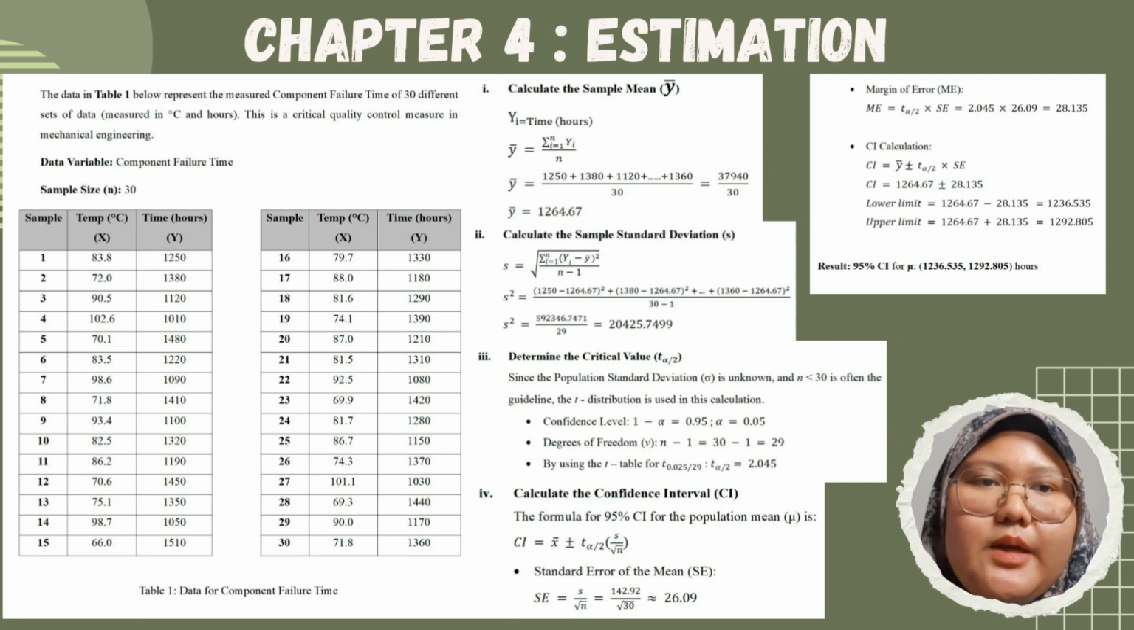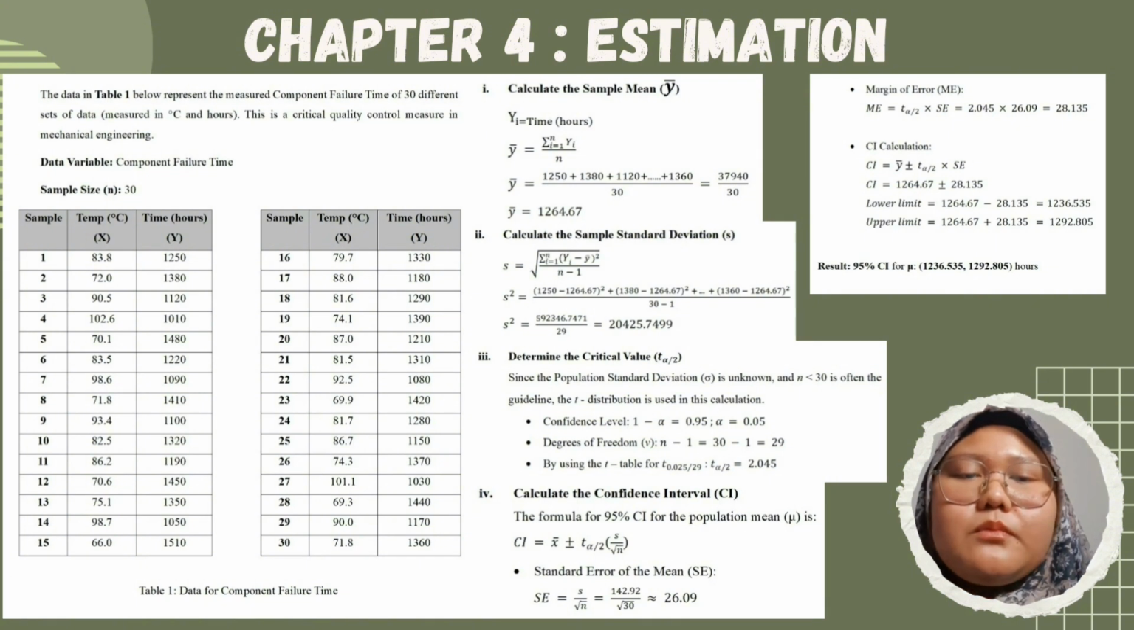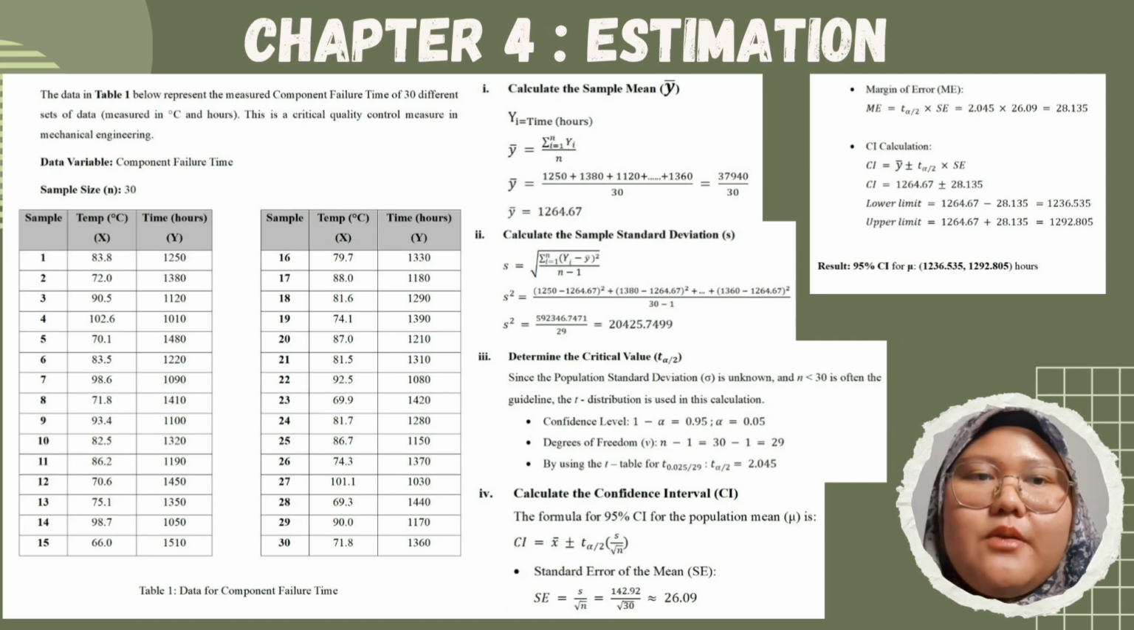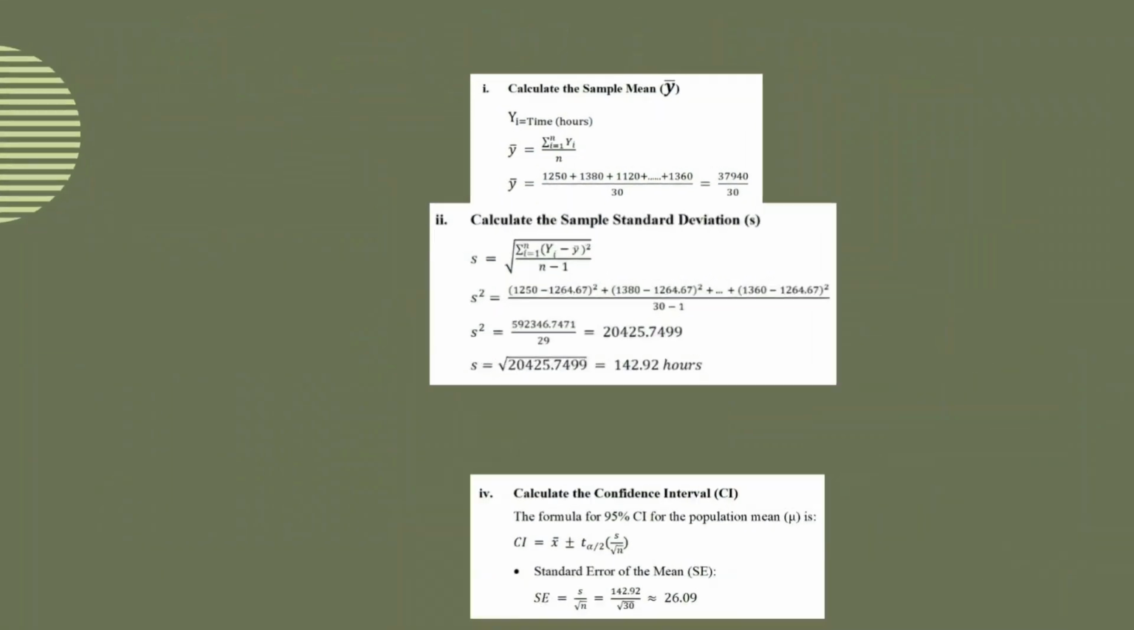First is the lower limit. We get around 1,236.525, and for our upper limit, we get 1,292.805. So, what does this mean? We can say with 95% confidence that the true average failure time for these mechanical components lies between 1,236.54 and 1,292.81 hours. This range allows engineers to set maintenance schedules with a high degree of mathematical certainty.